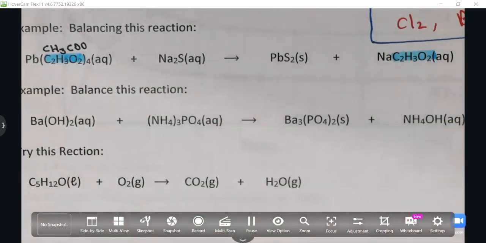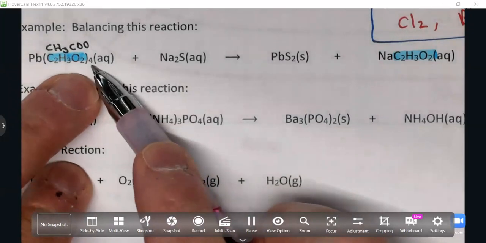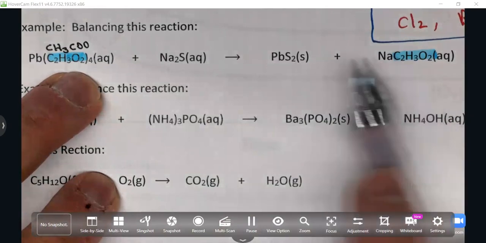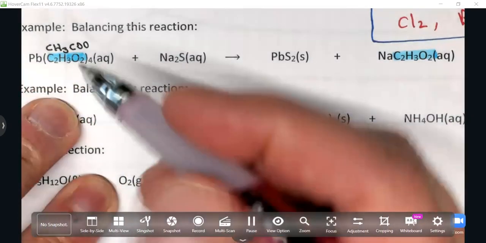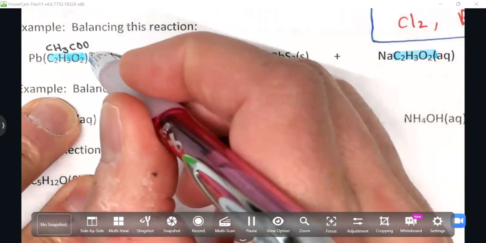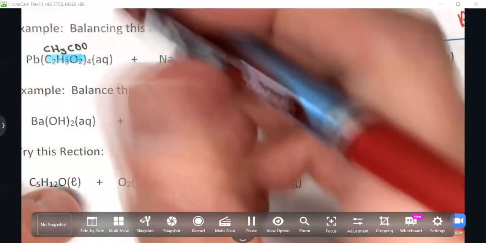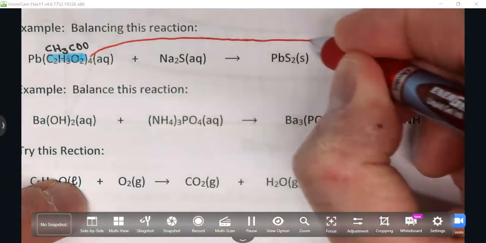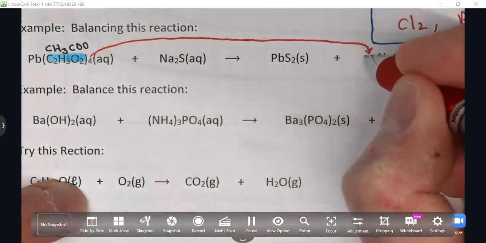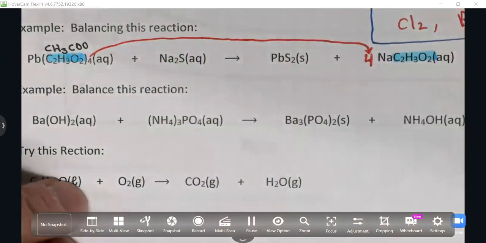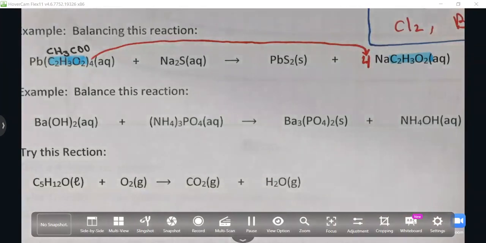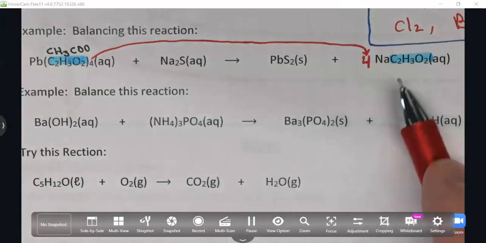So with this 4 right here for acetate, this is only 1 acetate here, correct? This is 4. So I am going to put a 4 right there. That is going to do my acetate. So polyatomic ions first. We just did that.